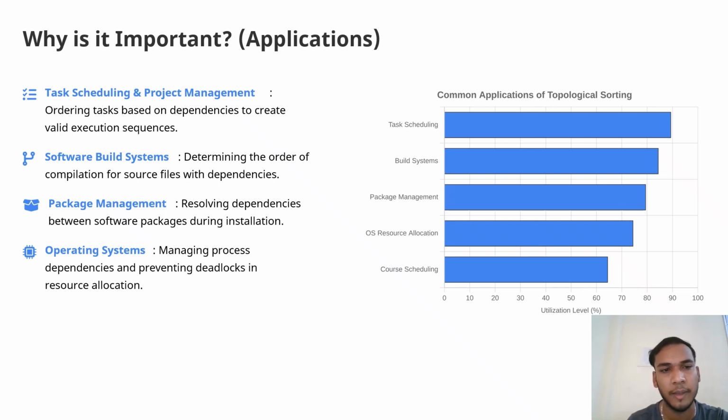valid execution. In a software building system, we determine the order of completion of source files with dependencies. Package management resolves dependencies between packages during installation. In operating systems, it manages processes and prevents deadlock in resource allocation.